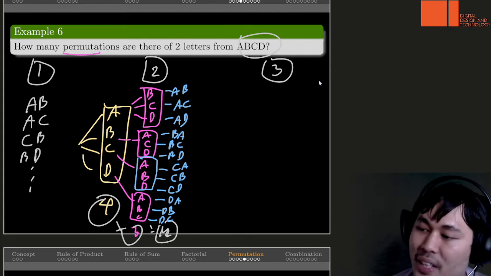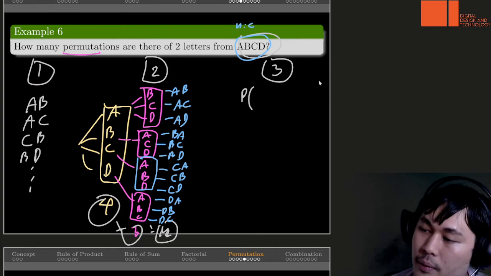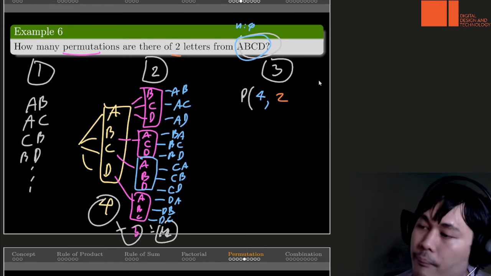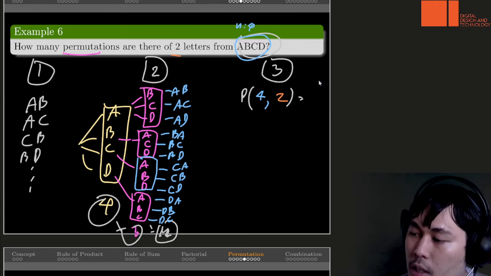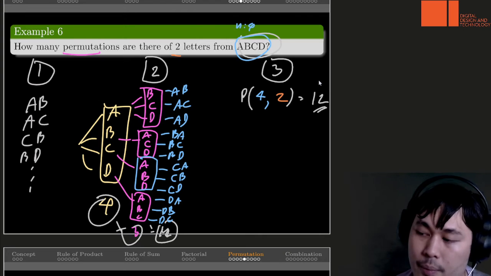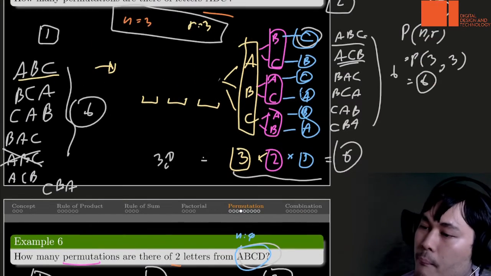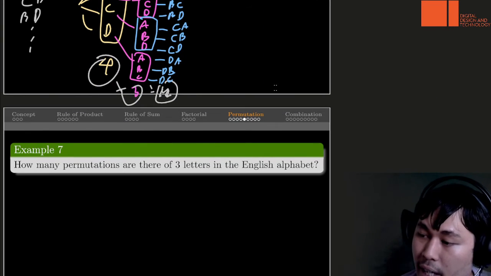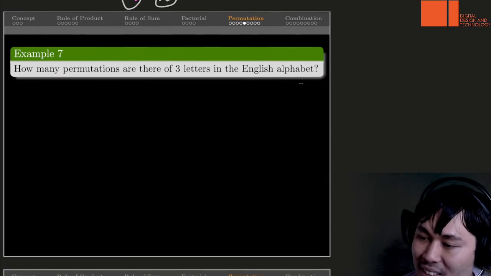And lastly, of course, we can use the formula. We will see in a moment that n is 4. There are four letters or 4 objects to choose from, and you permute 2 letters at a time. So it's P(4,2). And if you use the formula correctly, you should get 12 as well. So that's a permutation, and that's the first example. There's a second example also, but let me skip to the formula.